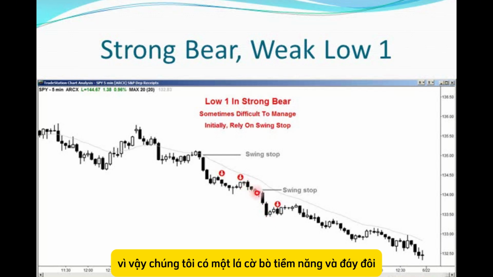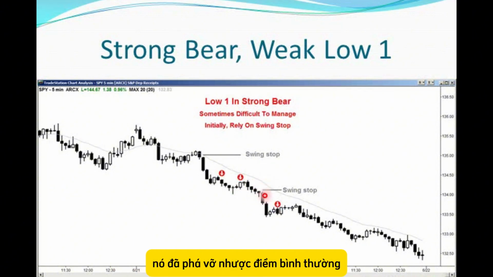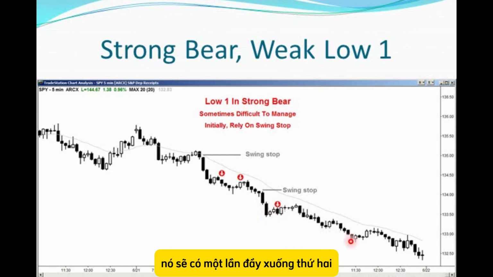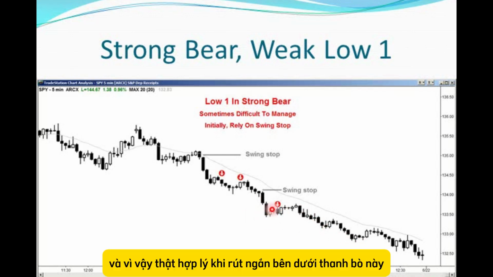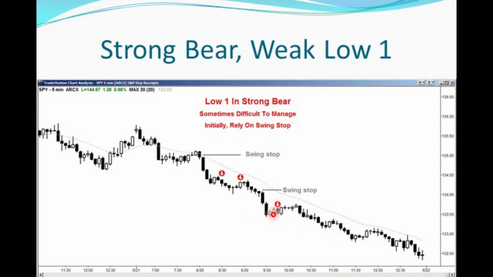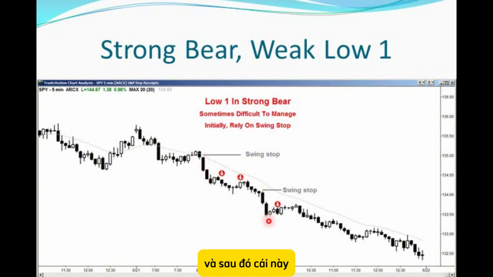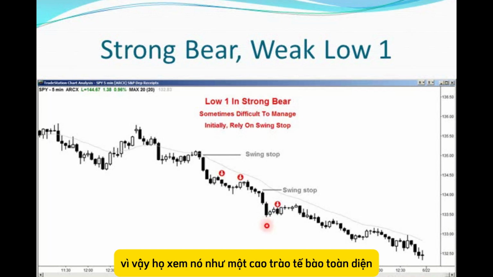So we have a potential bull flag and double bottom, and instead of breaking to the upside, it broke to the downside. Normally, when the market does the opposite of what is likely, it usually has at least 2 legs. So there's one push, it should have a second push down. And so it's reasonable to short below this bull bar. The bulls see this as a consecutive sell climax, an exhaustive move. There's a sell climax, another one, and then this, and then this. So they see it as an exhaustive sell climax.